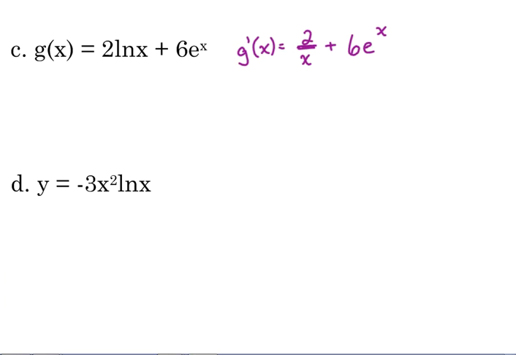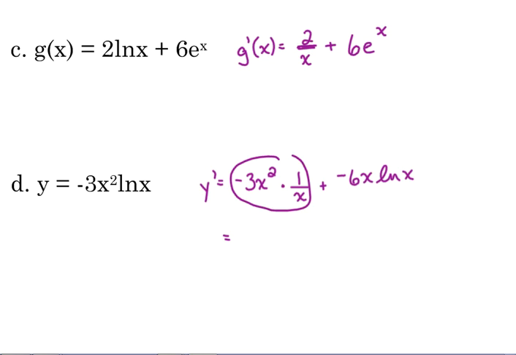Okay, and then last example, little product rule, negative 3x squared times the natural log of x. So y prime here would be the first times the derivative of the second plus the derivative of the first times the second. You do need to simplify this right here. Negative 3x squared times 1 over x would just be negative 3x.